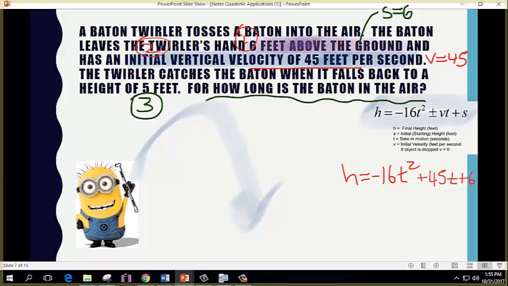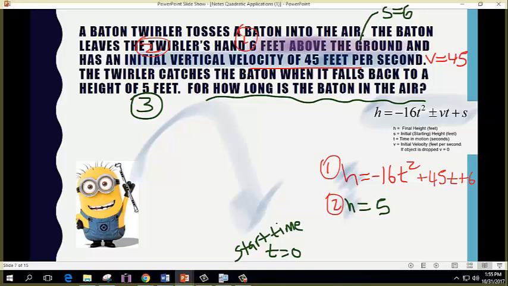Well, here's the deal. All time starts at 0. So that's your starting time. But the baton, how long is it going to be? 5 feet. So you're going to say that your other height is going to be 5 feet. So you basically have two different equations, like we did in the previous section. You can think of this as y equals 5, and the one up here is y equals negative 16t squared plus 45t plus 6.